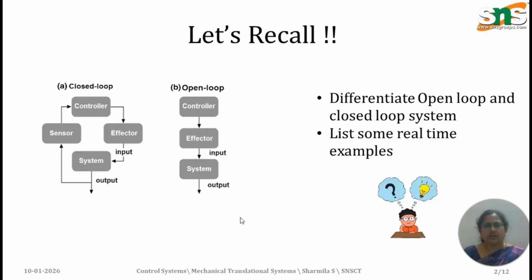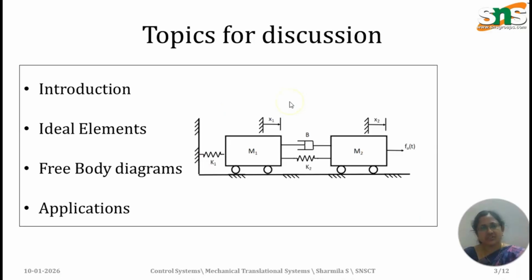We know that an open loop system operates without feedback, whereas a closed loop system continuously compares the output with the input using feedback. Examples include a washing machine timer for open loop, and an air conditioner with temperature control for closed loop systems. So these ideas form the foundation for understanding mechanical system modeling. And today's topic for discussion is Introduction to a Mechanical Translational System and Ideal Elements of Mechanical Translational Systems, Free Body Diagrams and Applications of Mechanical Translation System.